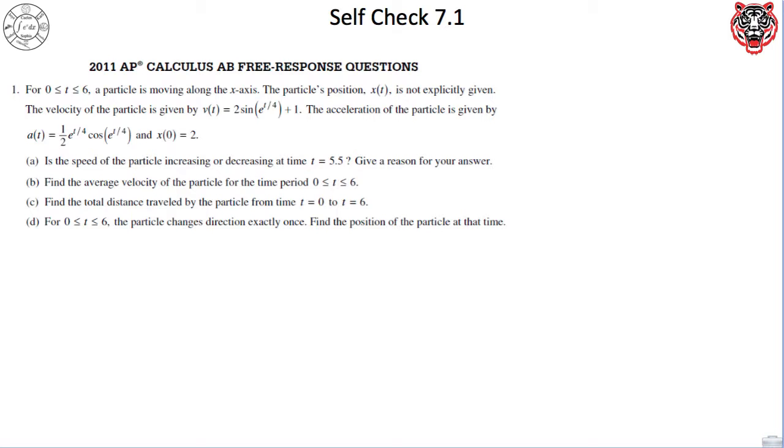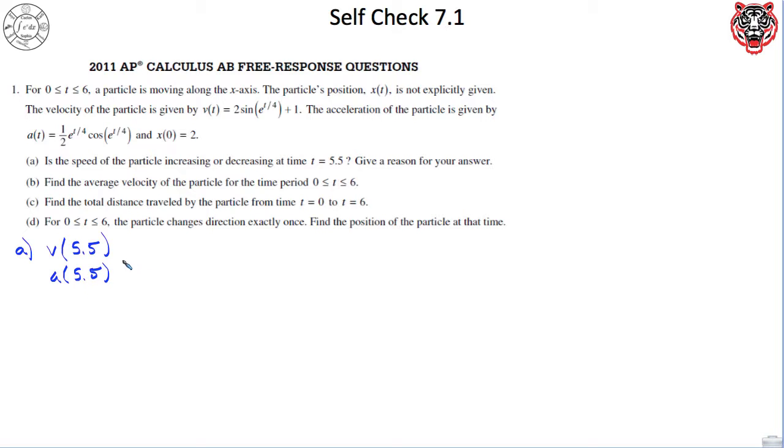This is AP Calculus Self-Check 7.1 Solutions. Let's talk about our first problem. For part A, it's asking if the speed is increasing, therefore we need to check the velocity and acceleration. So we need the velocity at 5.5, and we need the acceleration at 5.5.